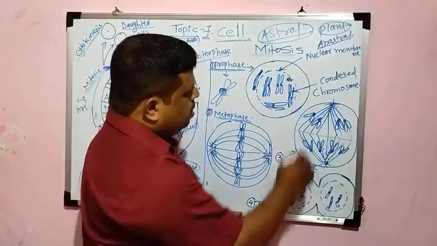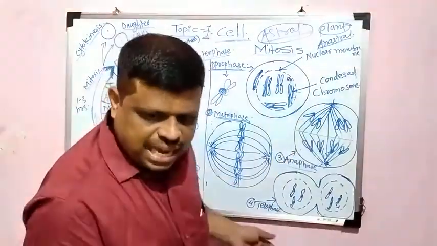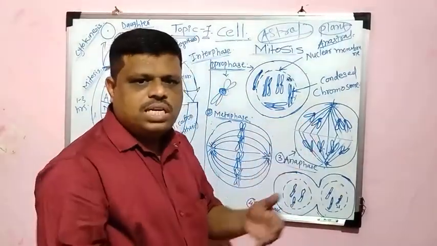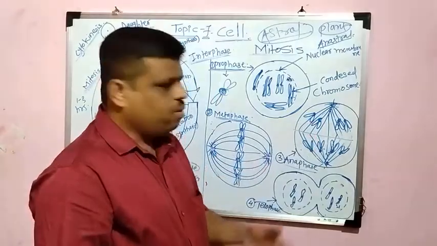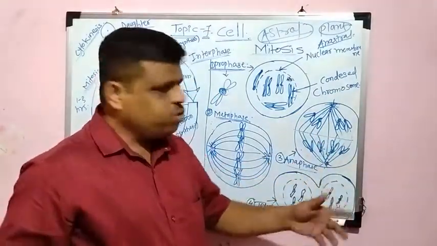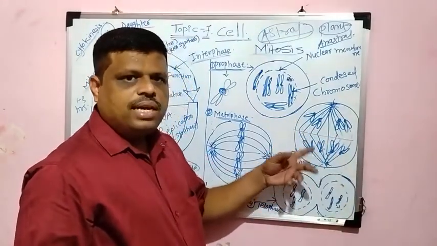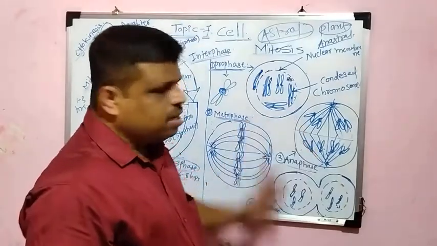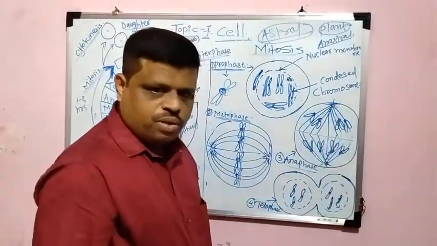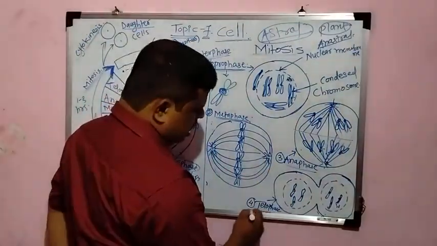Understood? So in this anaphase, the centromere of each chromosome divides into two chromatids. Now these divided chromatids are pulled together towards opposite poles on these contractile proteinaceous spindle fibers, which are connected to the opposite poles. Okay, this is called anaphase. Now just move towards the telophase.